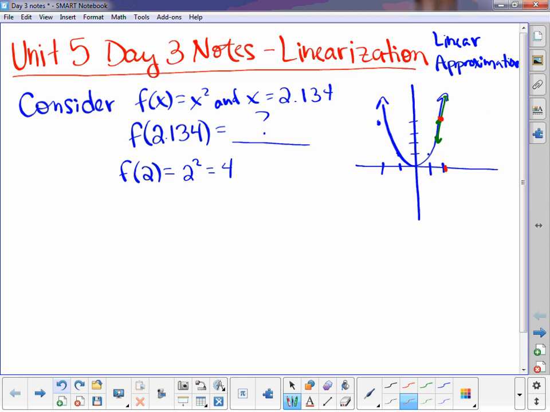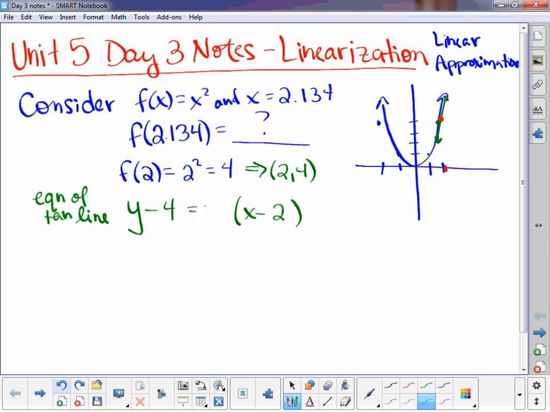All right. So let's go ahead and figure out what our equation of the tangent line is, the equation of this green line. Okay, so point slope form: y minus something equals slope times x minus something. What point am I working with here? What's the point that I do know? (2, 4). Good. So I'm going to write that out in the nice ordered pair format. Okay, so y minus 4 equals slope times x minus 2.